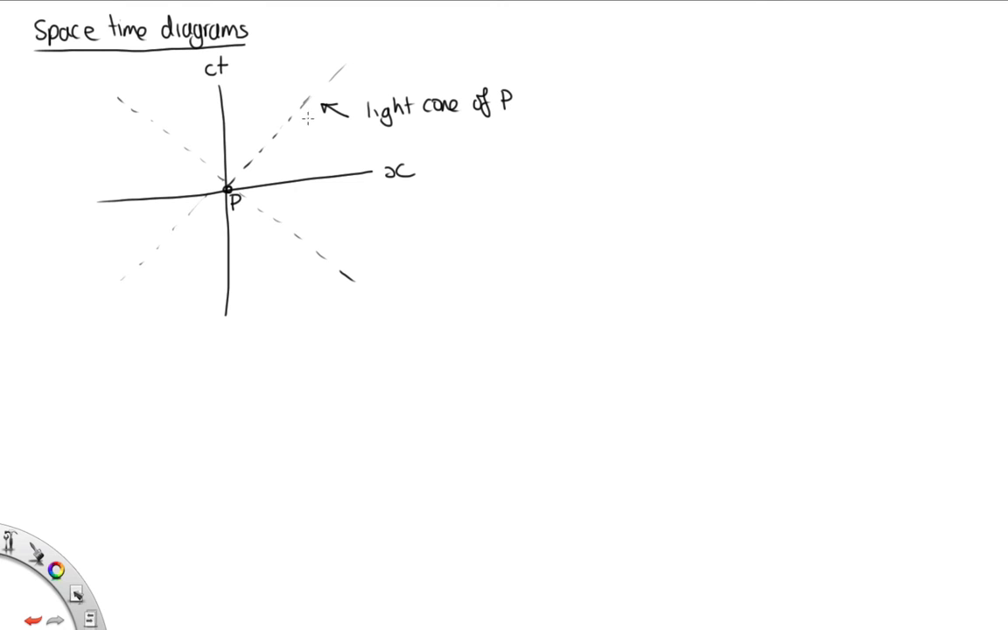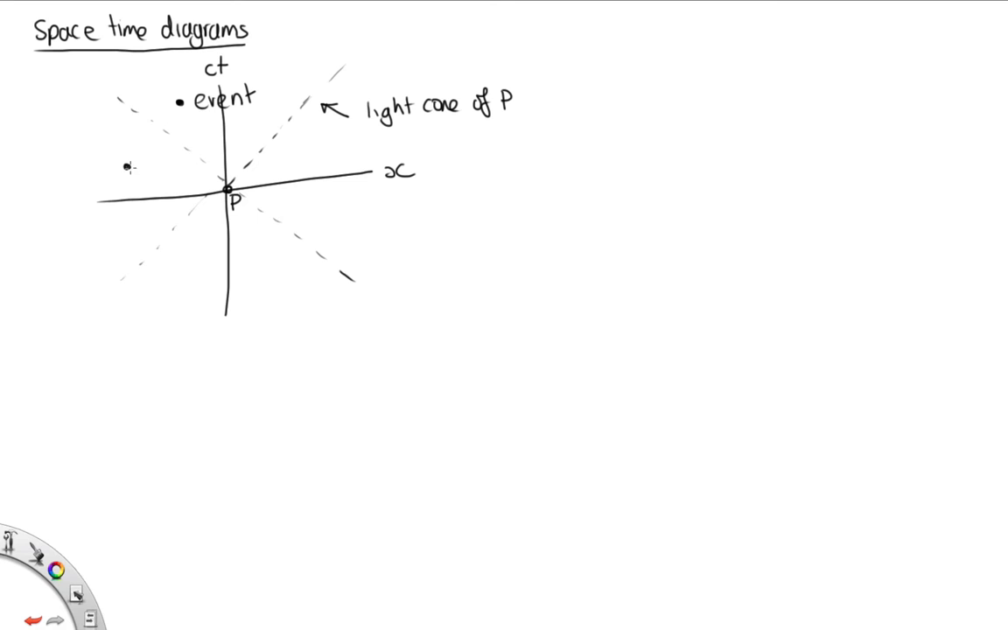of P. Now, light cones are important because they tell us if two events can affect each other. An event is a point on the space-time diagram. So let's say we had an event here. So here's our event. Now, there is time for light to travel from P to this event. So we can say P and this event are causally related. It's possible for P to cause this event.